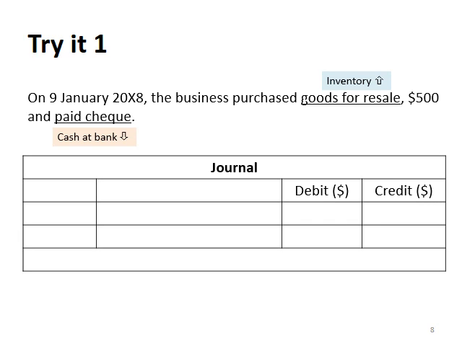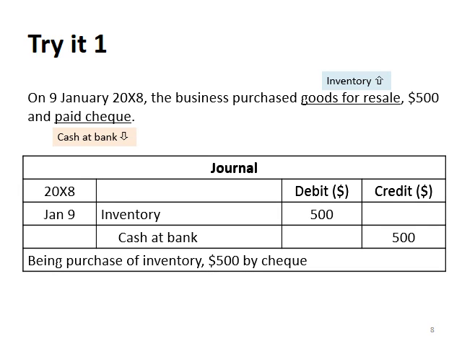And having the journal, remember to change the date to 20x8 January 9, and we will debit $500 and credit $500. And we know that increases in inventory, which is an asset, we will debit the account by $500, and when our cash at bank decreases, we will credit the cash at bank with $500, and the narrative will be being purchase of inventory $500 by check.